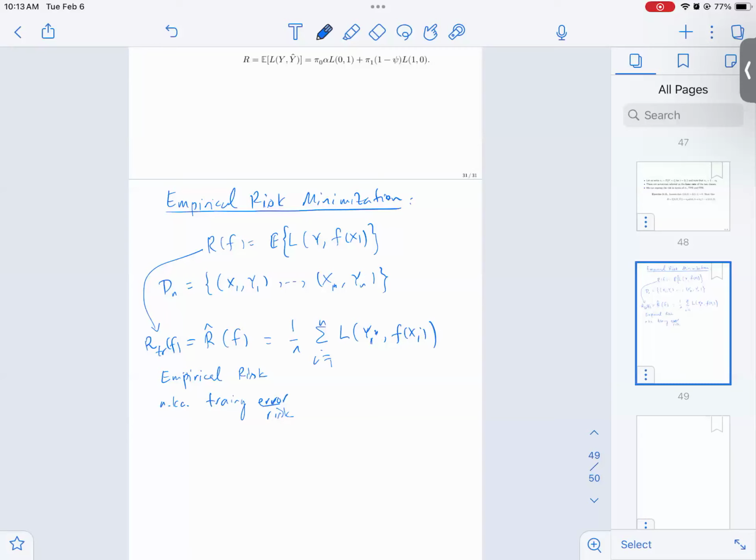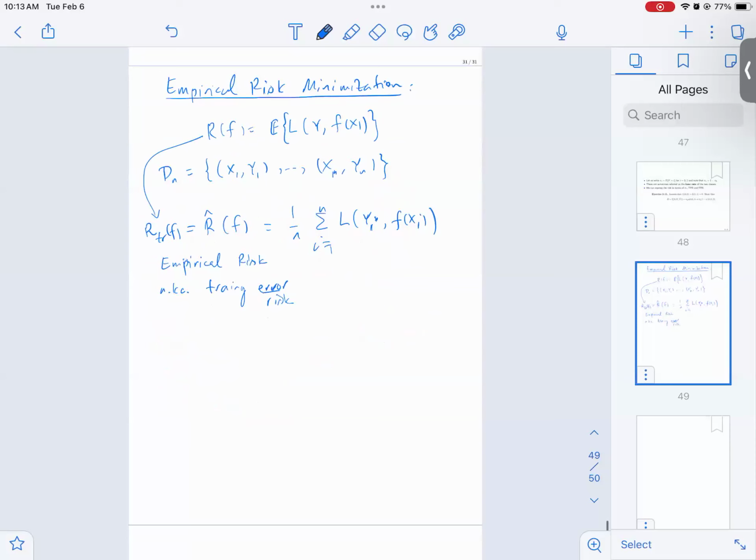Instead of trying to minimize the population loss, which I don't know, I have this, and I'm going to minimize this. I'm going to take the argmin over f of R hat of f, or basically the argmin of 1 over n summation i from 1 to n, L of yi, f of xi.